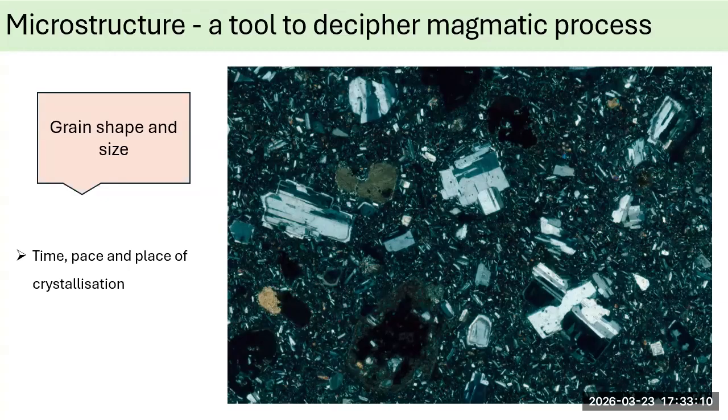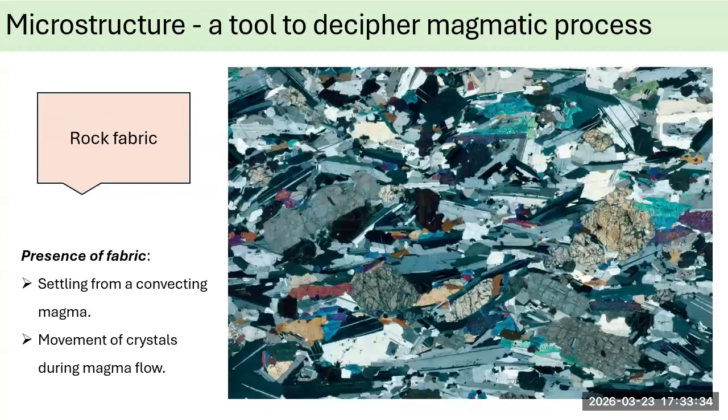For example, in a volcanic rock, you will immediately identify that you have large crystals and small crystals, and that tells a story of where these crystals crystallized. Did they crystallize slowly, somewhere deeper in the magma chamber, or did they crystallize close to the surface? So grain shape and sizes tell us about time, pace, and place of crystallization.